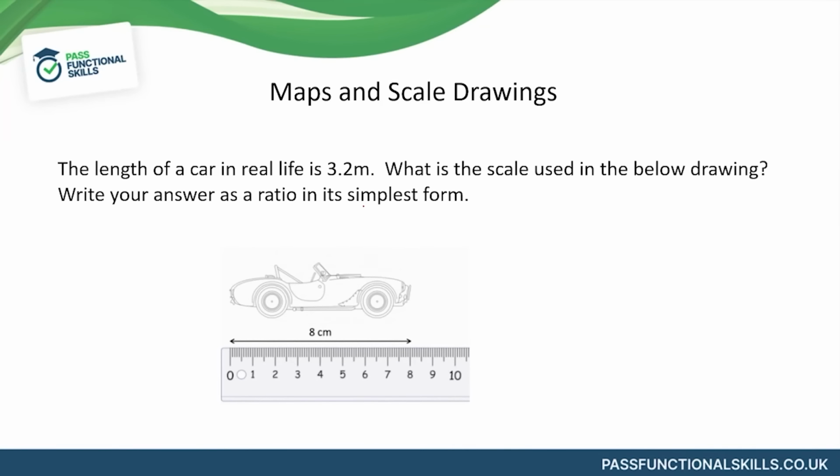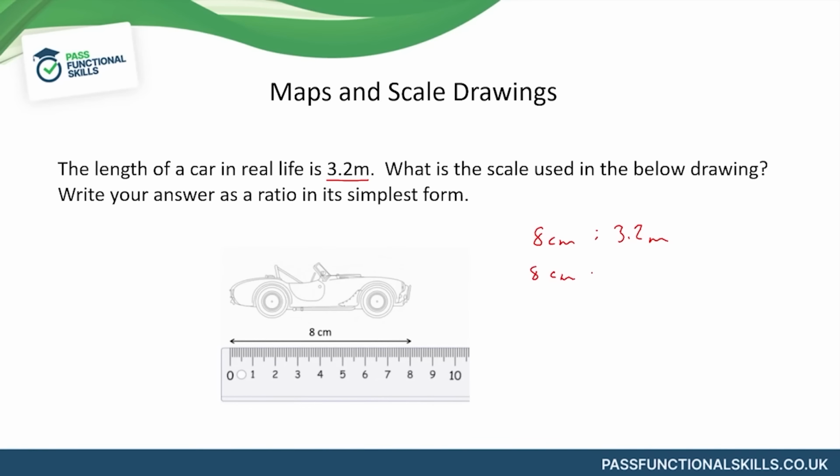So for this question, we've been told that the real life length of the car is 3.2 metres. In the picture, it's 8 centimetres, and we need to work out what the scale is. Well, the scale is simply 8 centimetres to 3.2 metres. Now, probably the easiest thing to do is to get rid of the discrepancy of units. We've got centimetres and metres. Let's turn them both into centimetres.